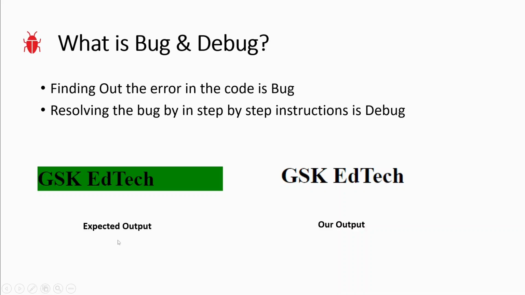Here is an example. I have the expected output. What is the output I need? I need the background color to be green and the font color to be black. But in my output, I got only GSK tech, and I didn't get any background color. This is called the bug. We need to debug it by fixing the syntax errors in the CSS part. That is called bug and debug.